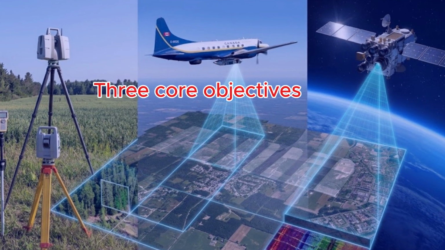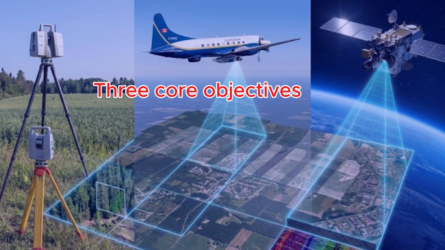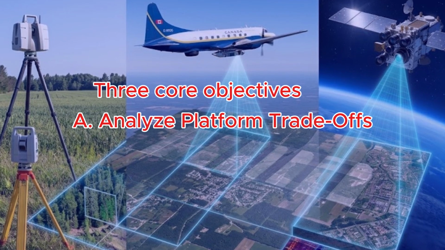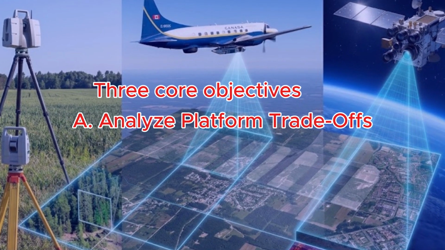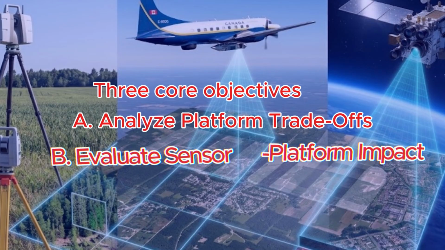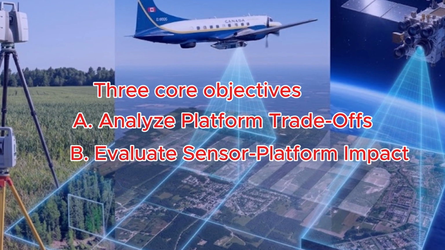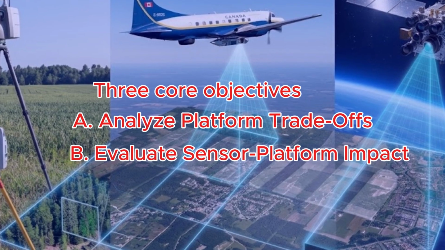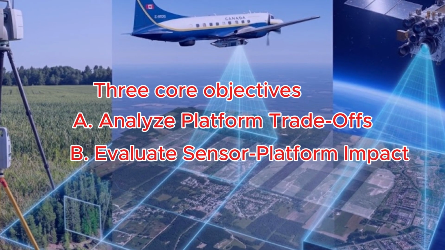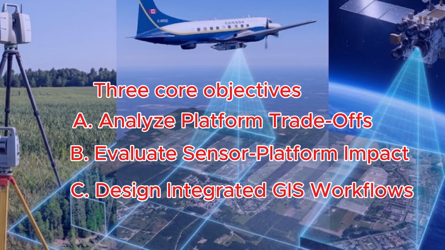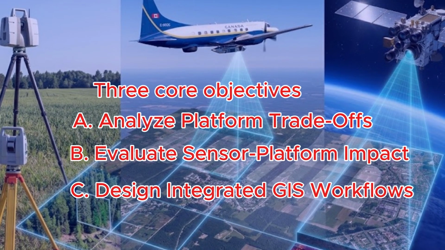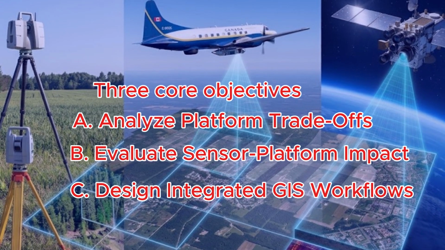By the end of this lecture, you will master three core learning objectives. First, you will be able to analyze platform trade-offs, such as when to use aerial mapping versus ground and satellite platforms. Second, we will evaluate how the sensor platform combination impacts spatial resolutions and project budget constraints. And finally, you will design an integrated GIS strategy that combines multiple tiers of remote sensing data to run a modern, automated cadastral system.